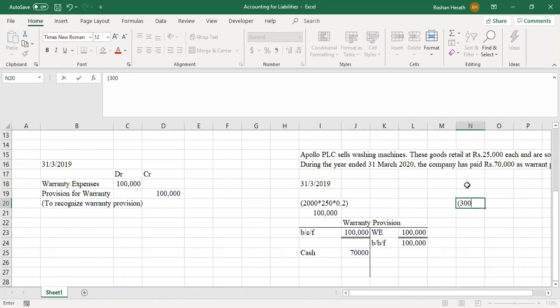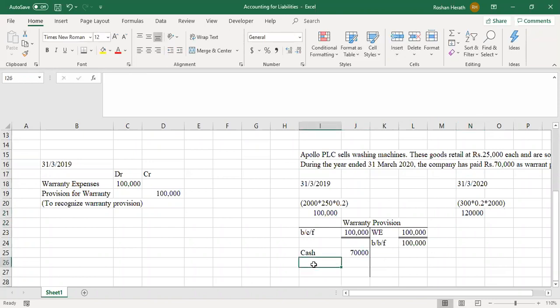So that is 120 machines at 2,000 each. This is our provision as at 31st March 2020. If we work it out, 300 times 20% is 120, times 2,000, gives 120,000. So therefore you can have the balance carried forward of 120,000.